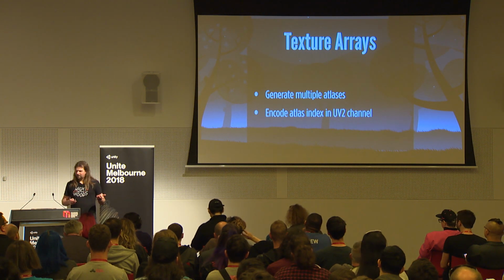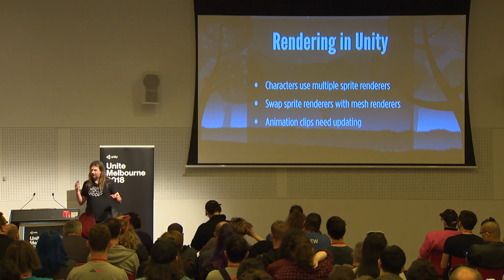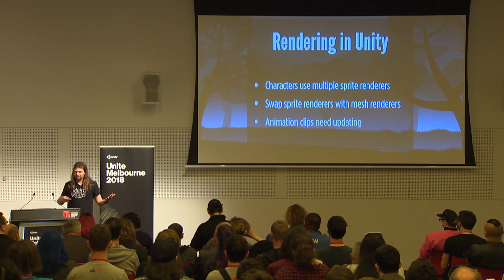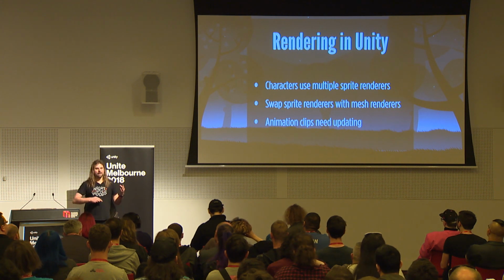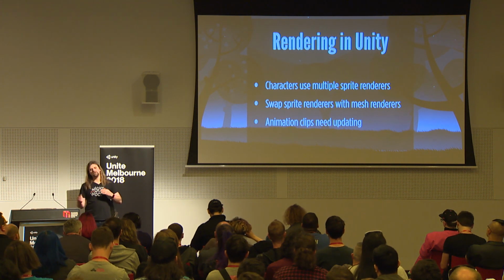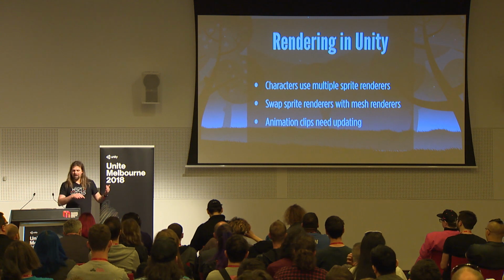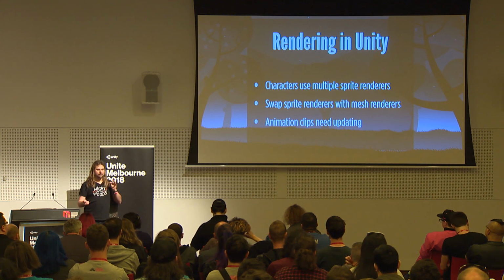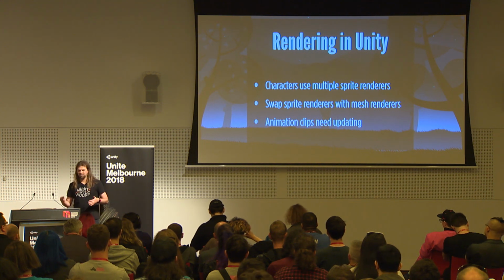And then in Unity, the characters end up using multiple sprite renderers because we keep the head and the body separate, for example, for flexibility. So we have written tools that swap the sprite renderers with mesh renderers, and then also update the animation clips to make use of this new data rather than the original sprites.